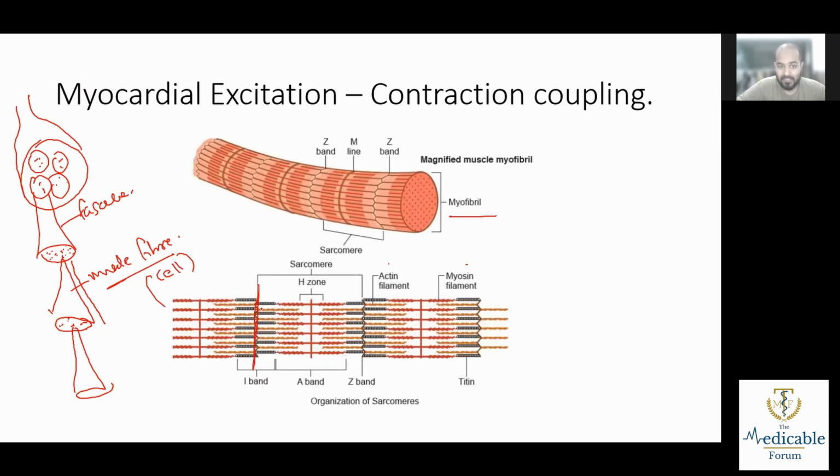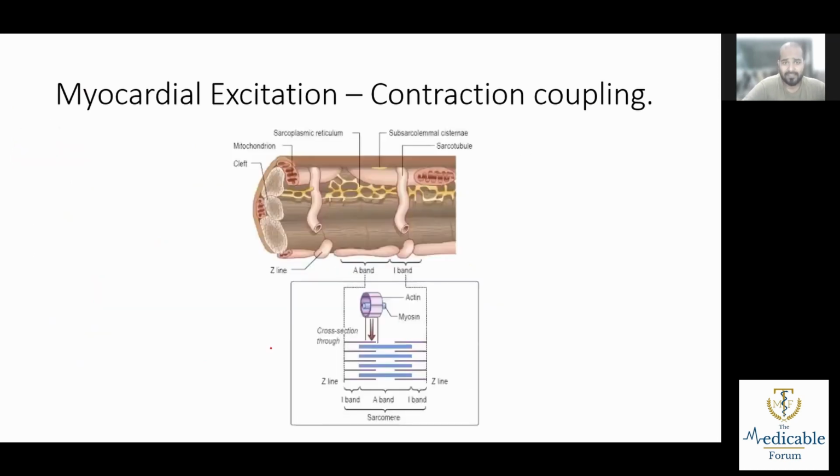This I band is the disc and the actin filaments, and it does not have the myosin. So when there is a contraction, the myosin pulls the actin inwards, and what shortens is the I band, and the A band does not shorten. Only the I band shortens. So this is the basic thing you need to understand.